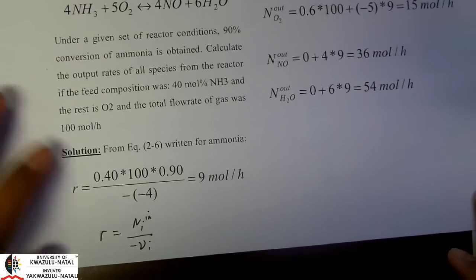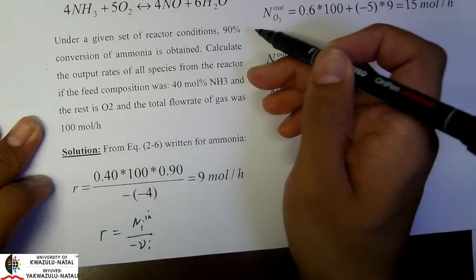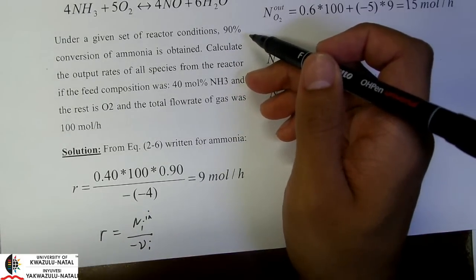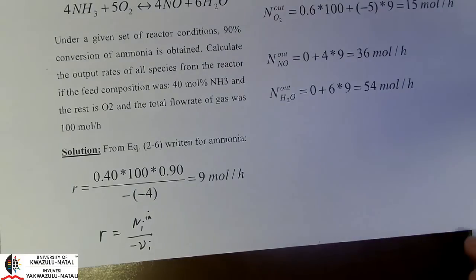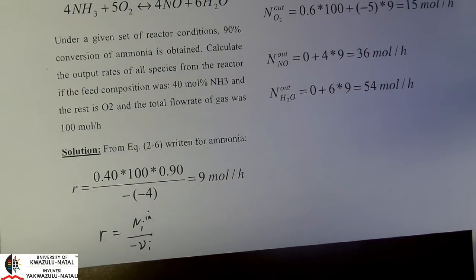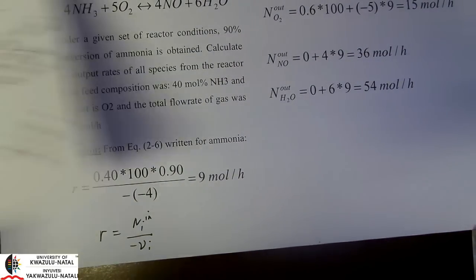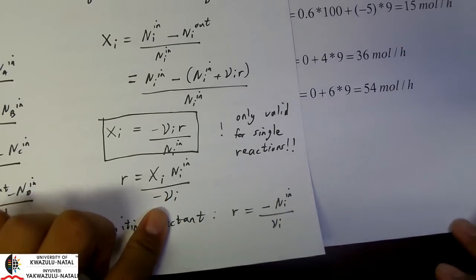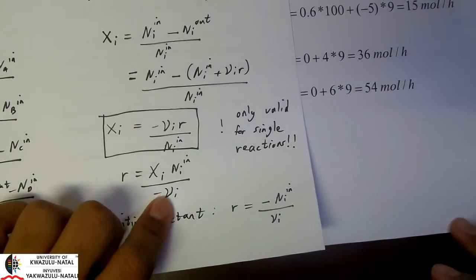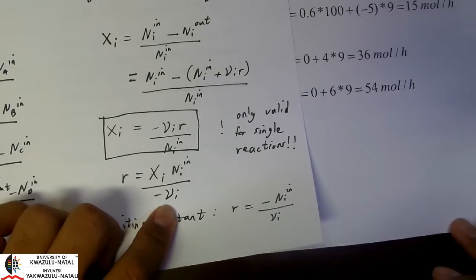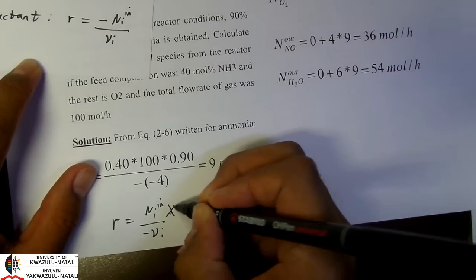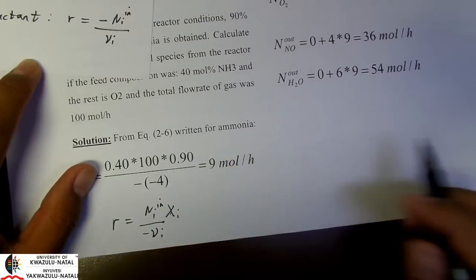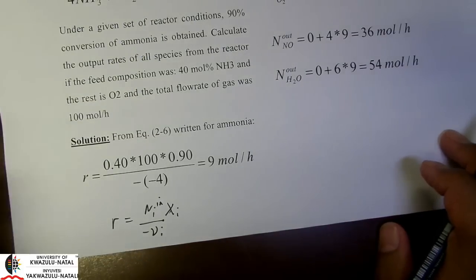Note that they've given us the conversion of 90%. So more accurately, we are using the following equation, this one here. Our Ni in times Xi over negative Vi. Okay, sorry, this is for a limiting reactant. So that's for 90% conversion.